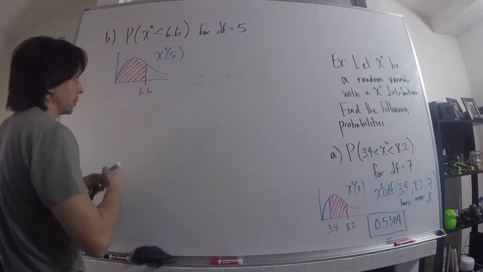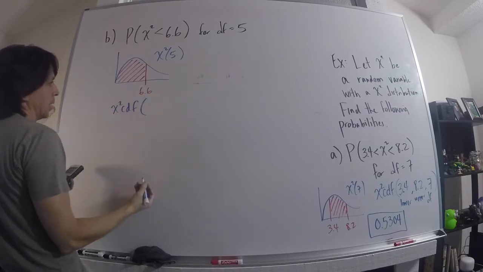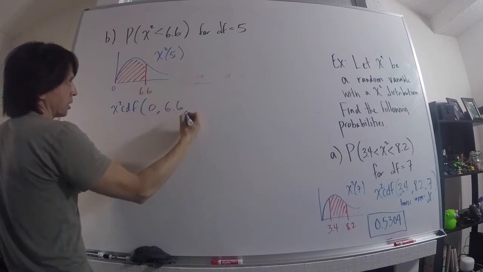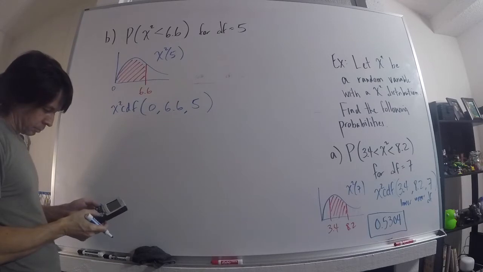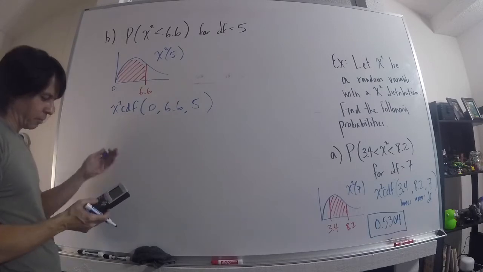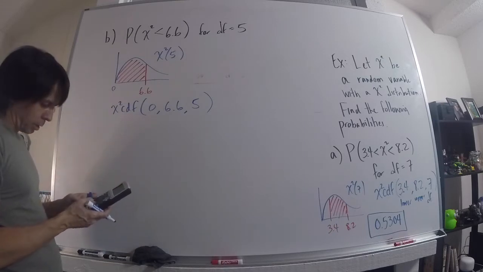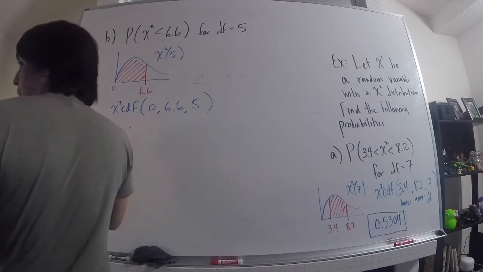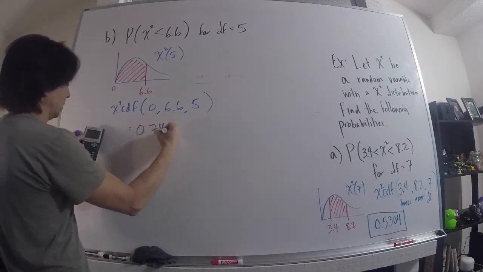Let me put what we're going to be typing in. I'm going to call the same function as before, chi-square CDF. Lower bound, it stops at 0. 6.6, and my degrees of freedom are 5. Now you're probably used to using negative infinity if it doesn't have a lower boundary. Hold on a second, and I'll talk about that for a bit. Let me just get my answer here. Okay, so I got 0.7479.